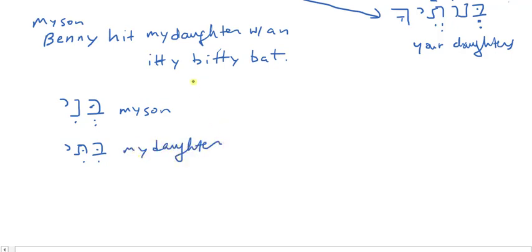With an itty, bitty, there's biti, right? And then bat. And of course, bat is the lexical form for daughter. So you can see biti and bat together. Bat, daughter, biti, my daughter. So Benny, my son Benny, hit my daughter with an itty bitty bat. Bad boy. Okay, so there you go. That's the problem words of wife and daughter when we add pronominal suffixes to them.